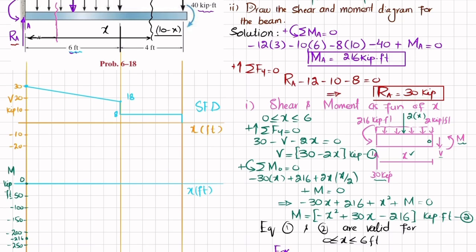Now for x equal to 6 feet, when you put it in this formula, you will get the moment minus 72. For x equal to 6, it will give you moment 72. So it means that at our length of 6 feet we have minus 72. So we'll plot this, let this be minus 72.